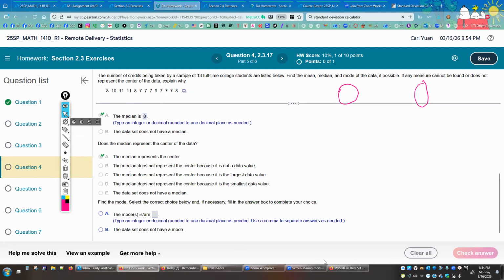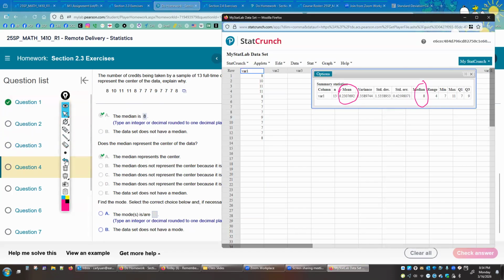Lastly, the mode. The mode requires us to actually do some counting because the output here does not show us a mode. Nope, it doesn't. So let's go look at the data and see if we can pick it out. We see some 11s. We see a bunch of 7s. So I would say 7 is the mode. So the mode is 7.